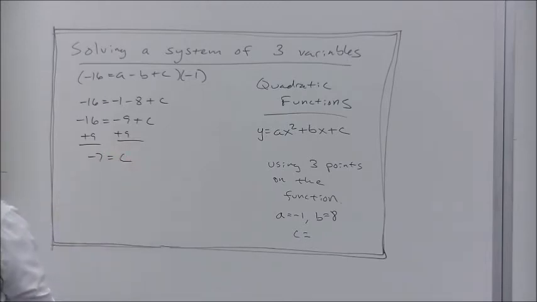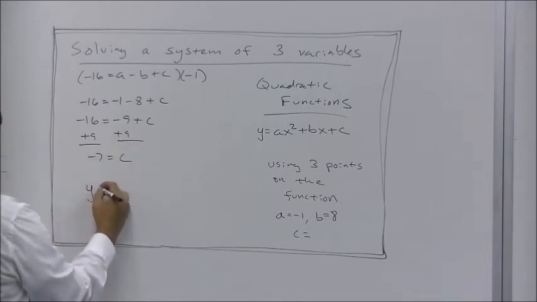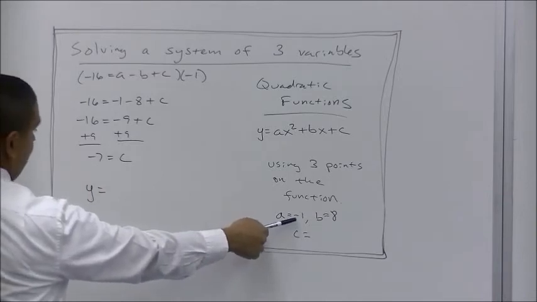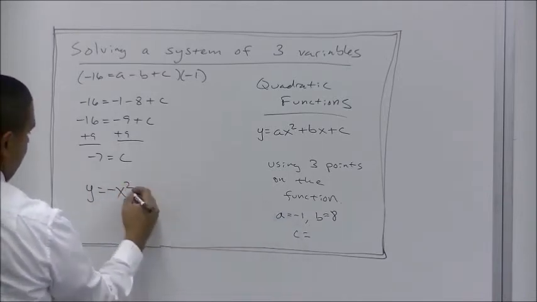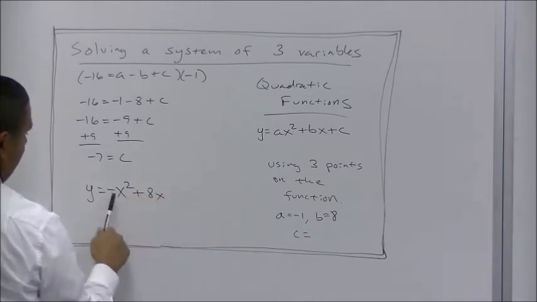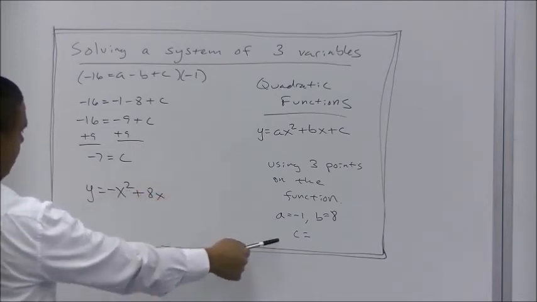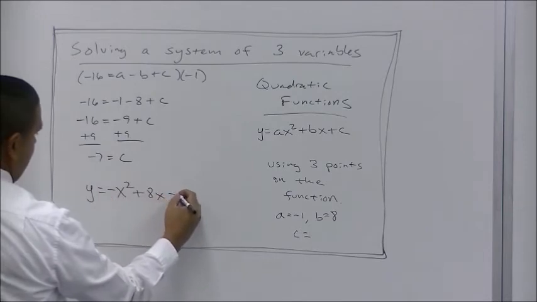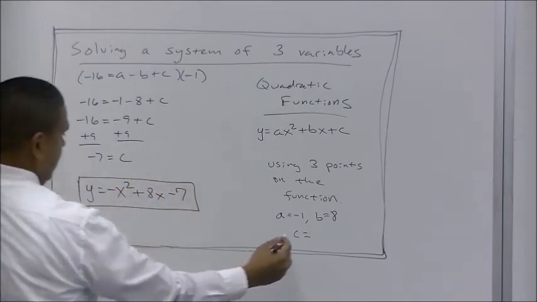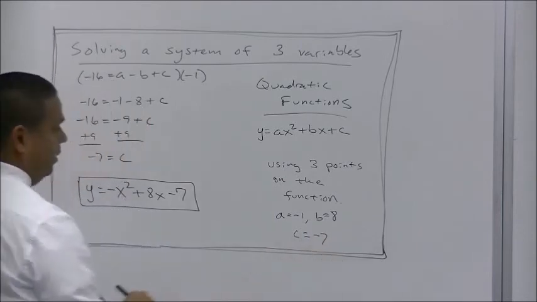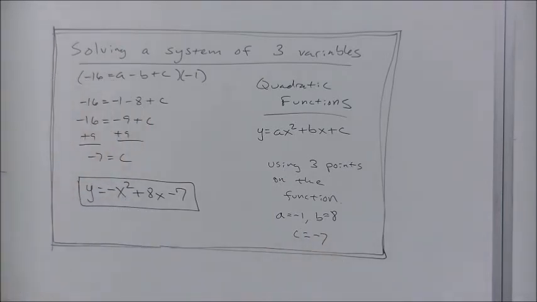There's your c. So we have y equals -x squared plus 8x minus 7. So there's your quadratic function. Right? So that was a little bit longer, but still the same process. Look for opposites, eliminate variable.